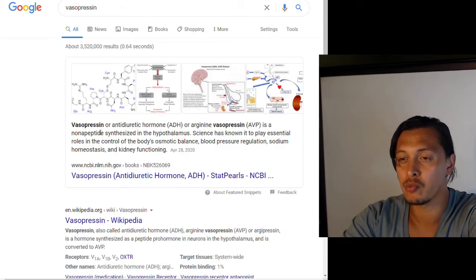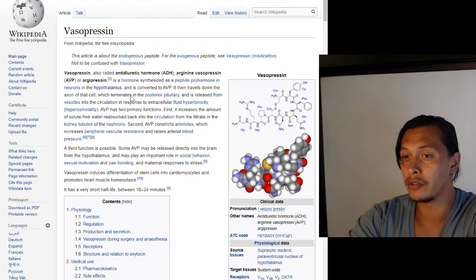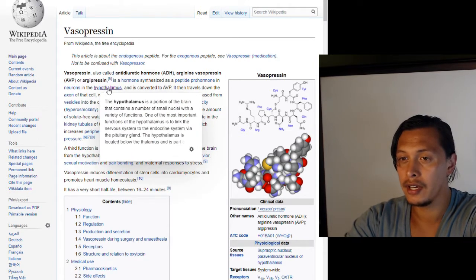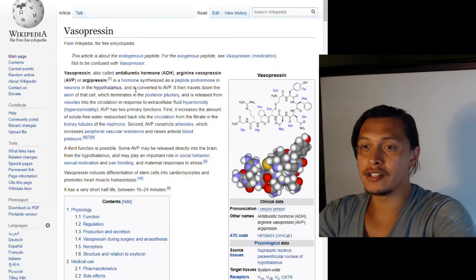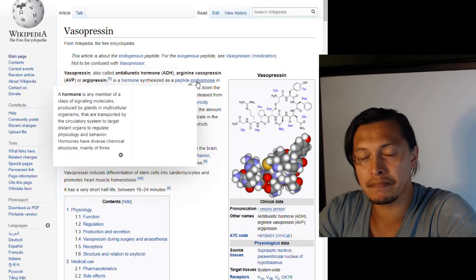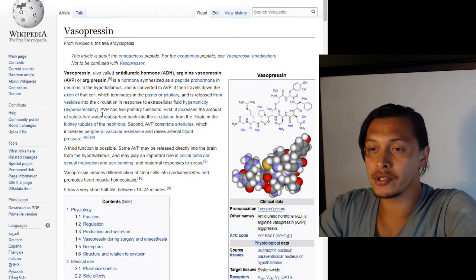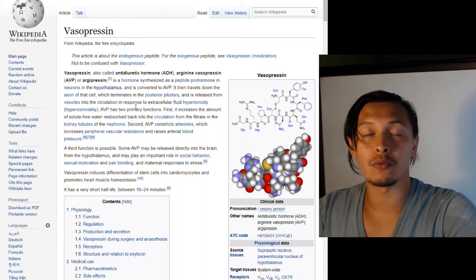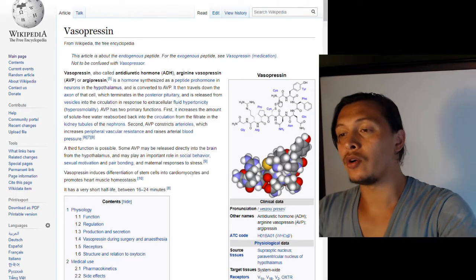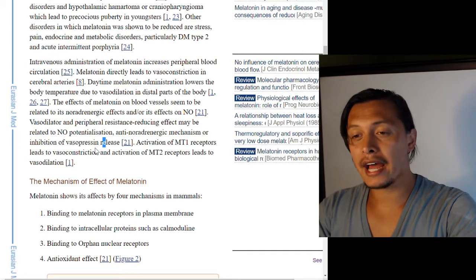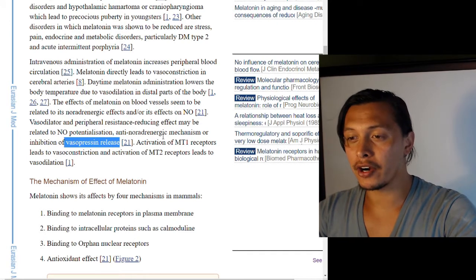And vasopressin is just another peptide hormone that is synthesized in the hypothalamus. It starts as a peptide prohormone that is produced in the hypothalamus and then is converted into vasopressin, and then it travels down the axon where it goes into the pituitary gland. So melatonin will basically inhibit that from releasing from the pituitary.